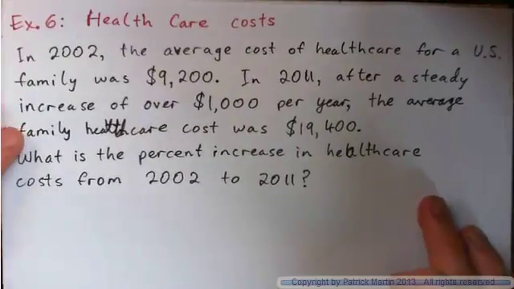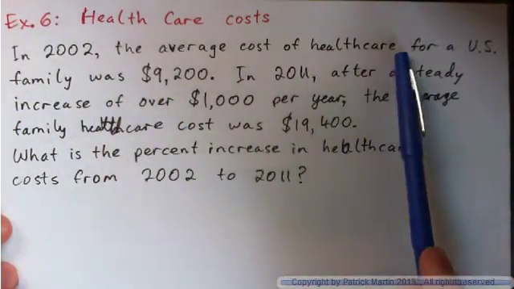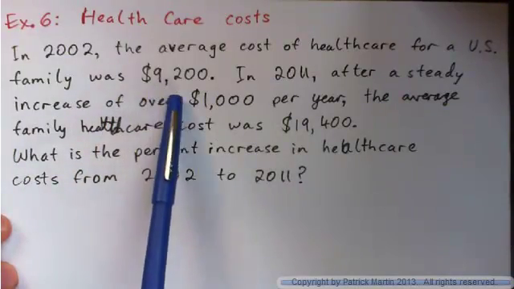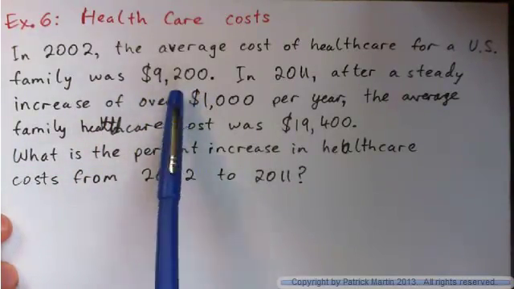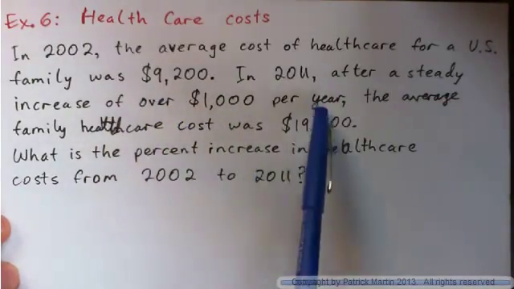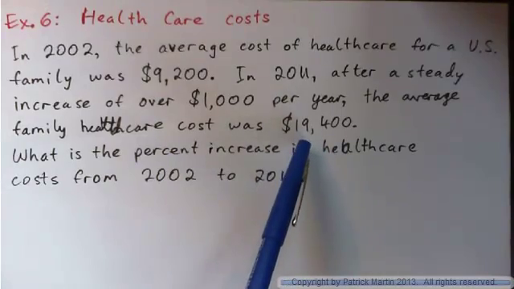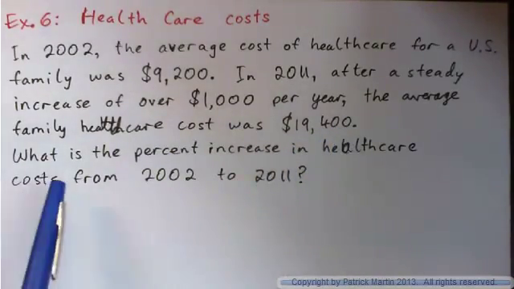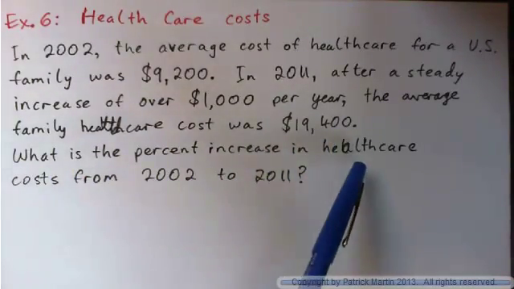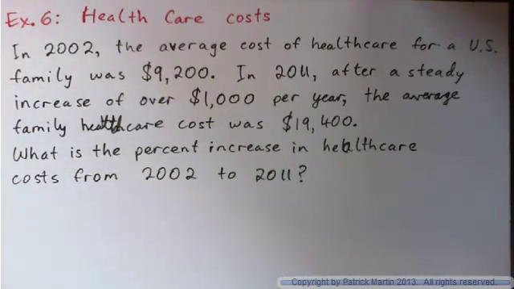Let's have a look at healthcare costs. In 2002, the average cost of healthcare for a US family was $9,200, approximately. In 2011, after a steady increase of over $1,000 per year, the average family healthcare had risen to $19,400. What is the percent increase in healthcare costs from 2002 to 2011?